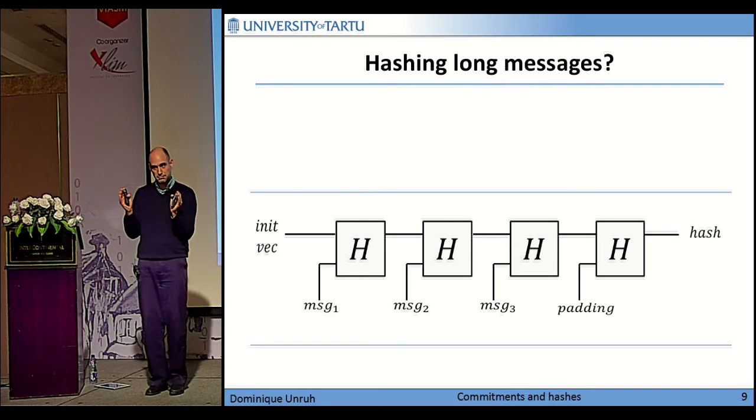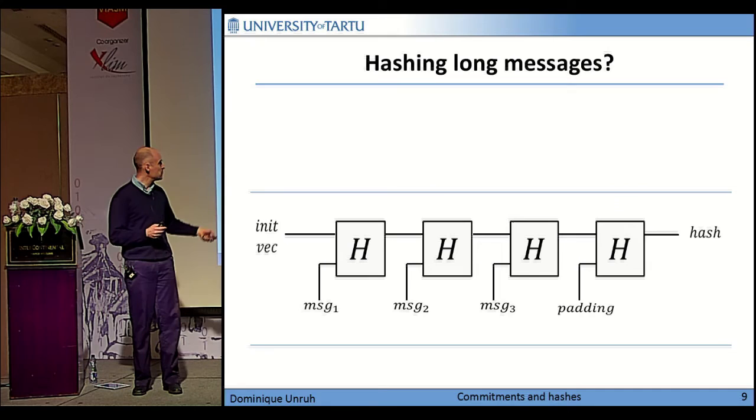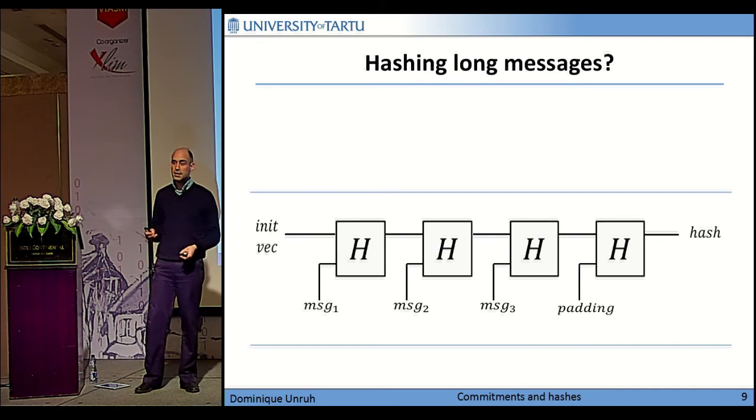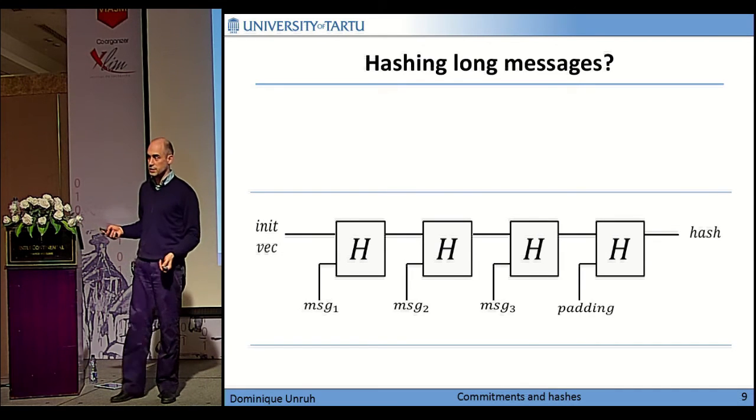collapsing, but takes two blocks into one block, then a construction like this, where we hash part of the first block of the message, get something, concatenate with the second block, hash it, concatenate with the third, hash it, and so on, with some suitable padding, is a collapsing hash function.